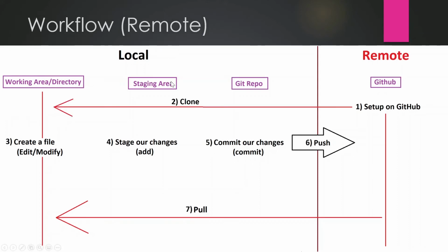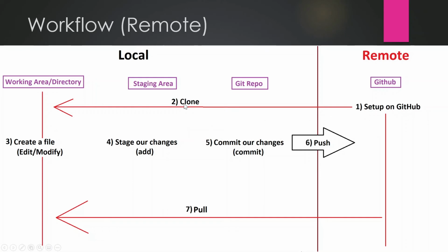Let's move on to the remote. Most of the steps are the same. It's just that you don't have to initialize any kind of repository in the local. It will start from here on the remote. So now the flow will be like this. The first step is you have to set up a repository on GitHub. Once done, you just have to clone it.